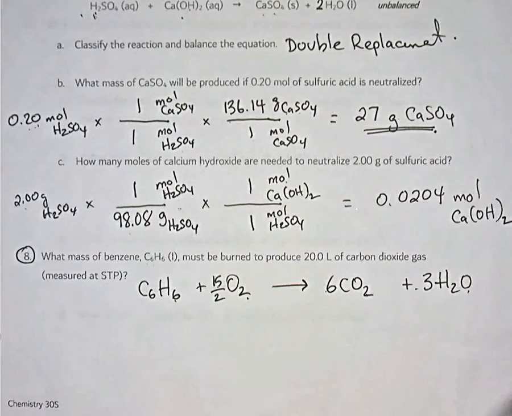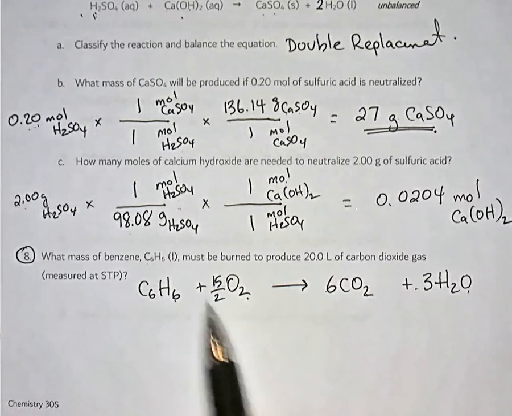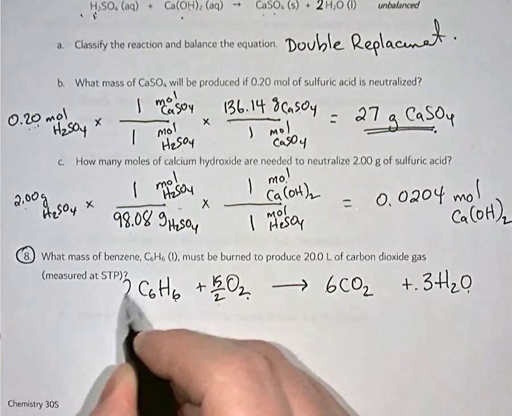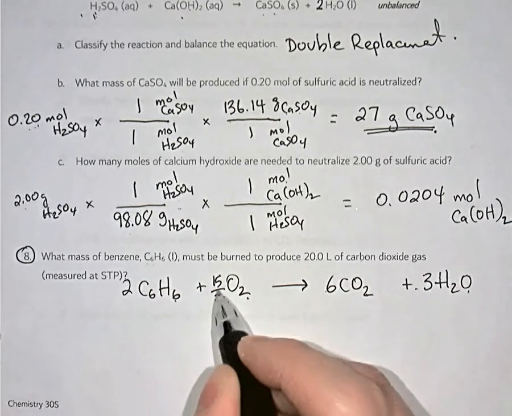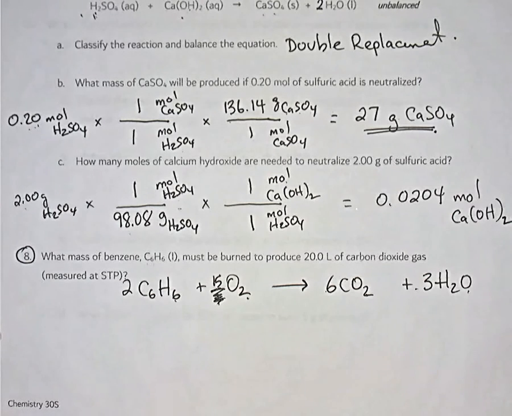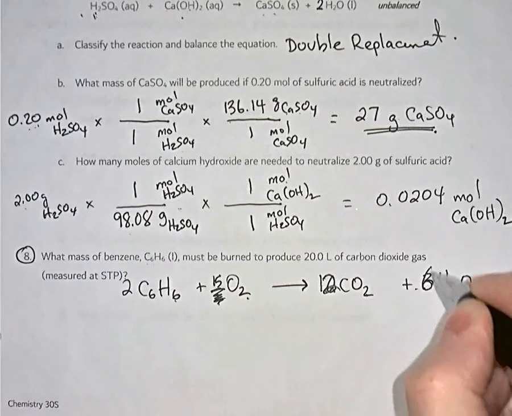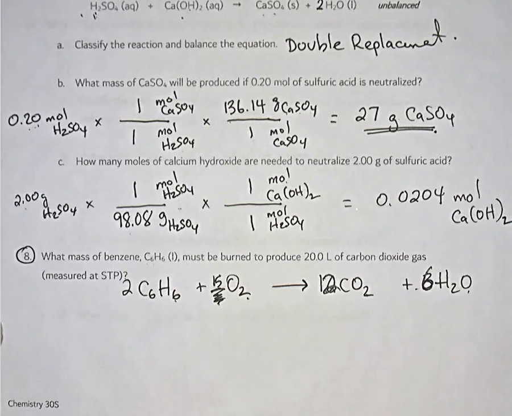Now, some people are totally fine using fractions like that, or even decimals. You could call that 7.5 moles of oxygen. But other people like to use the smallest whole number coefficients. So if you're going to use whole numbers, we need to get rid of this over 2. So to get rid of that little fraction divided by 2, we'll multiply all of the coefficients by 2. So then we'll have 2 moles of the benzene. Instead of 15 over 2, we'll just have 15 moles of oxygen. We'll have 12 moles of carbon dioxide, and we'll have 6 moles of water. Okay, so those are our smallest whole number coefficients.